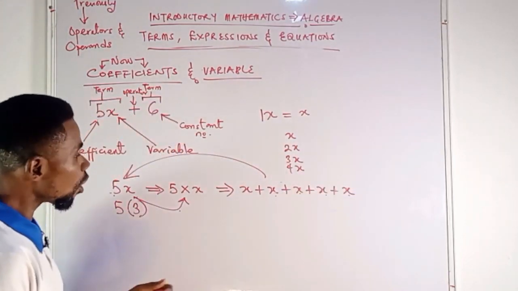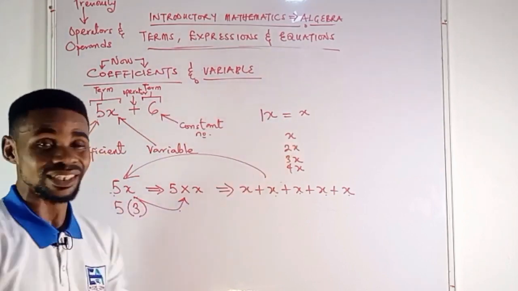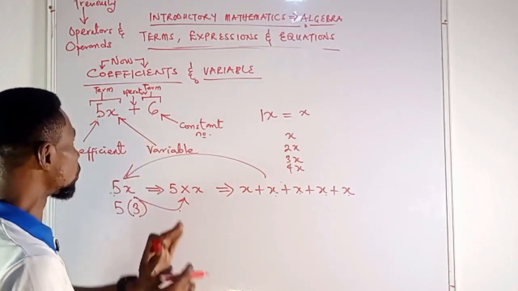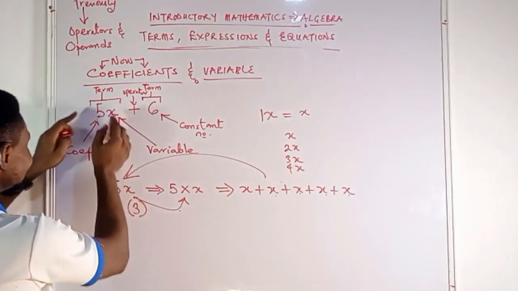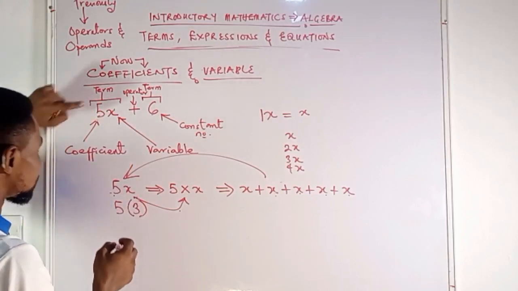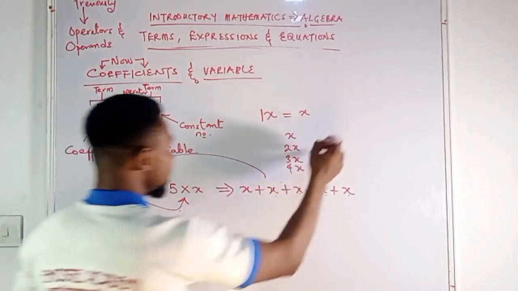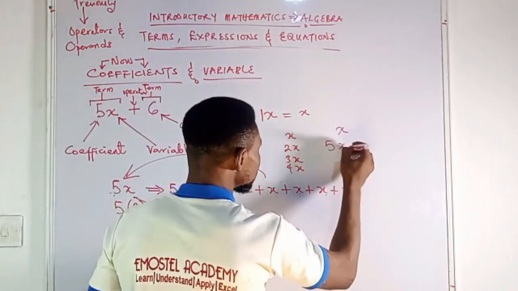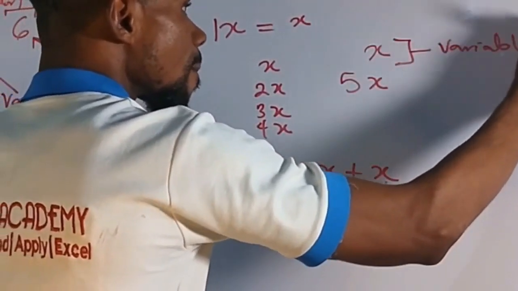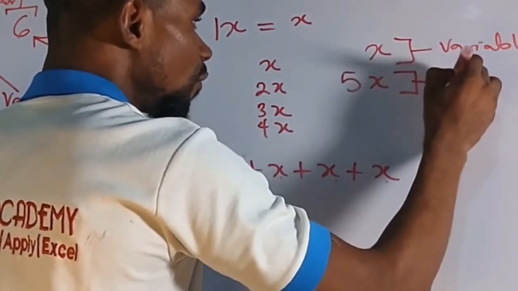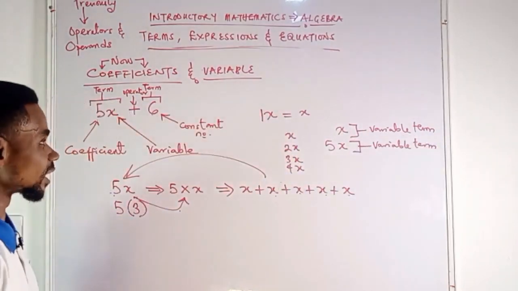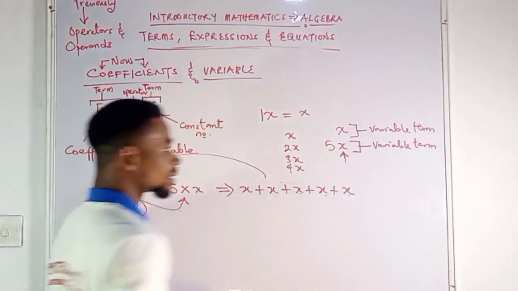So now we call these letters variable because they can assume any value. That's why we call them variable. This one that cannot change is called what? Constant. The one that has a letter, either the letter standing alone or the letter being multiplied by a coefficient, is called variable. So if I say x, this is a variable. If I say 5x, it's also what? A variable. So this is a variable term. This is also a variable term. Okay? All right, in as much as it contains a letter of the alphabet.